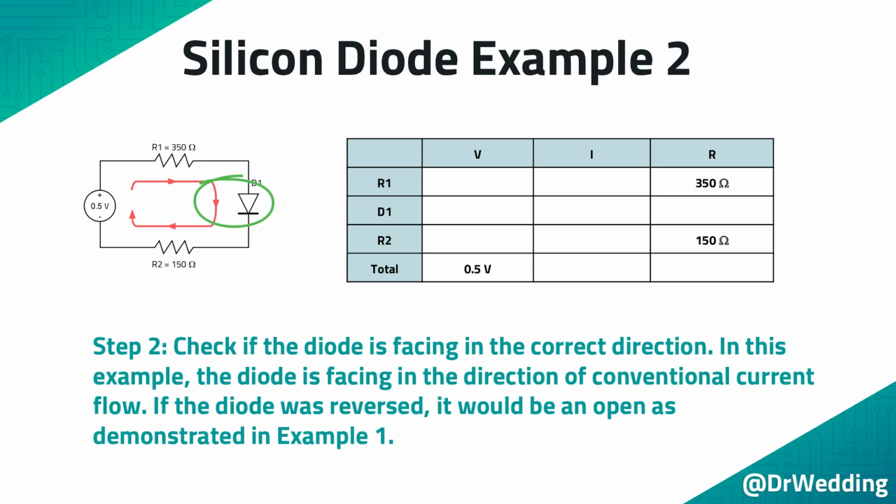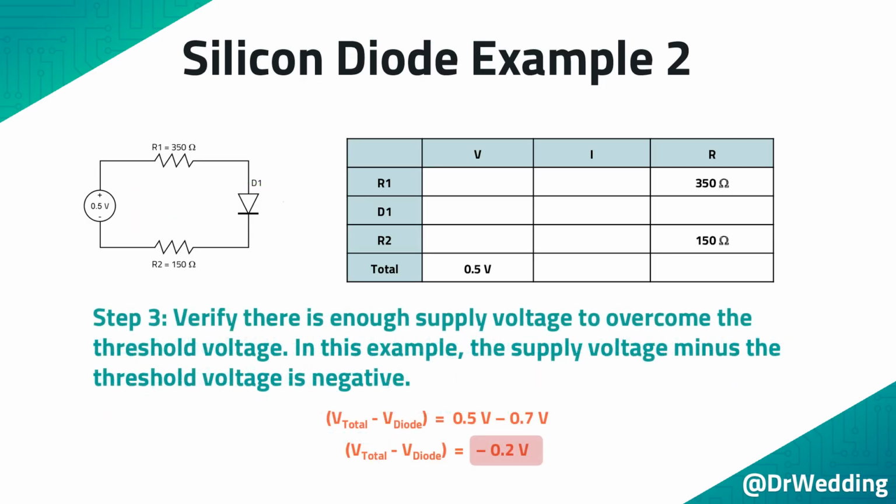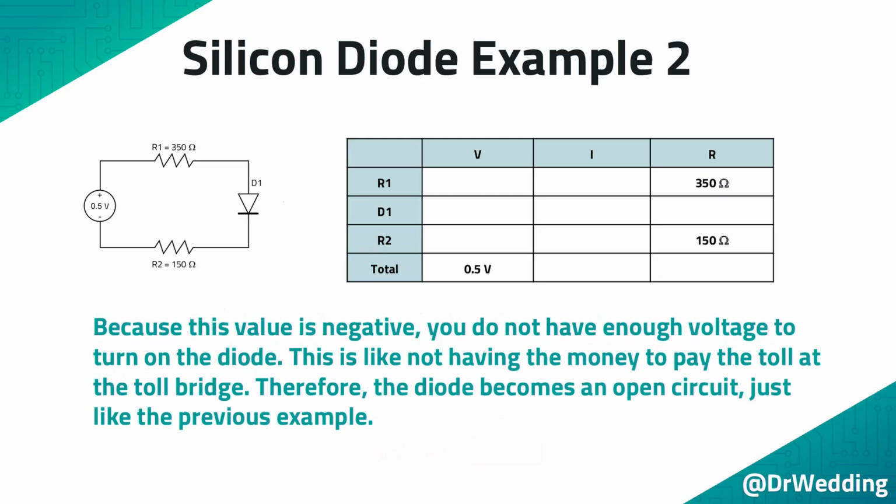In this example, the diode is facing in the direction of conventional current flow. If the diode was reversed, it would be an open as demonstrated in example 1. Step 3. Verify there is enough supply voltage to overcome the threshold voltage. In this example, the supply voltage minus the threshold voltage is negative. Because this value is negative, you do not have enough voltage to turn on the diode.